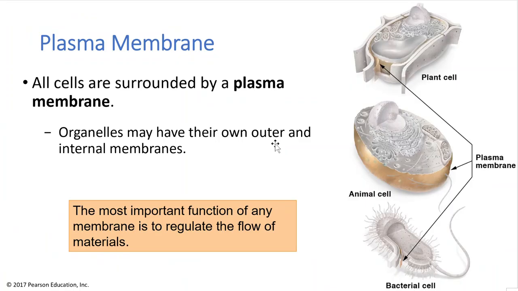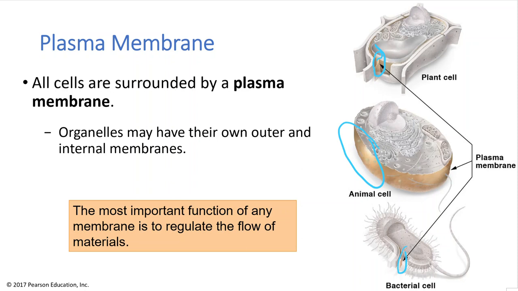All right, so the first structure I want to talk about is the plasma membrane. All three types of cells are going to have a plasma membrane. You can see that here. You can see the plasma membrane here in the plant cell, in the animal cell, and in the bacterial cell.